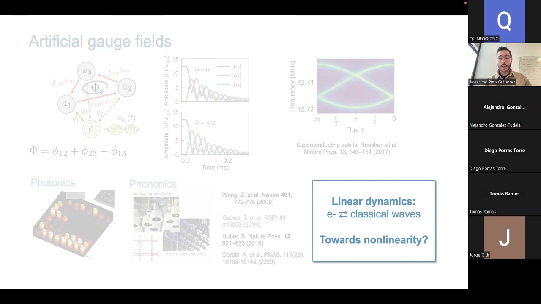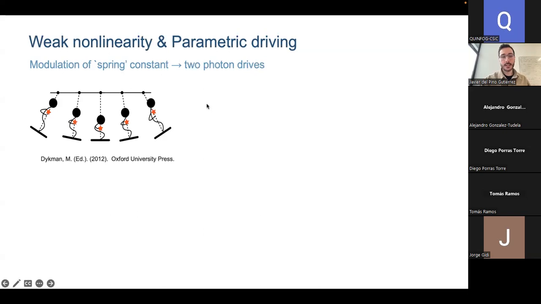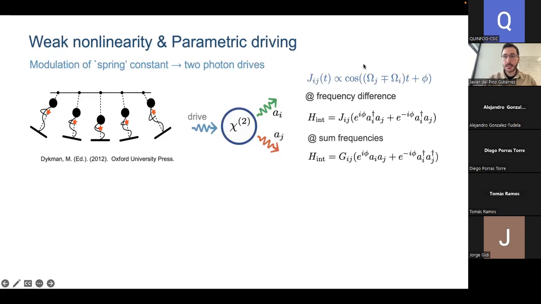Of course, this is now an ongoing path, and I'm going to just show you one of the potential uses of the effects that nonlinear interactions can bring you, which is bosonic squeezing. Now, just explaining very fast what bosonic squeezing is. Here I take you to the example of a child on a swing, which is effectively just modulating the spring constant of this swing in time. It's effectively the same as a two photon drive if you write it with quantum operators. The way that you can see this is that you have two coupled oscillators, or even just one oscillator whose spring constant is changing.